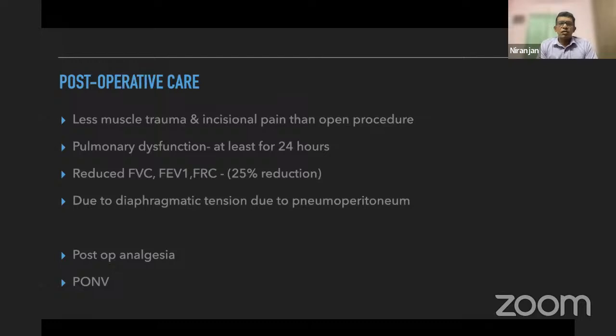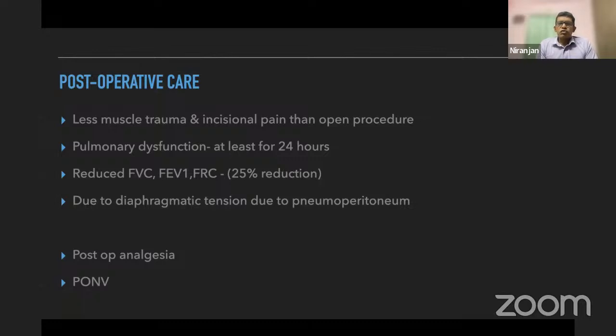Postoperative care. Though there is less muscle trauma on incisional plane than open procedure, pulmonary dysfunction does occur. It occurs for at least 24 hours. There is reduced FVC, FEV1, FRC. The reduction is up to 25%, as compared to 50% in open cases. This is due to diaphragmatic tension due to pneumoperitoneum.